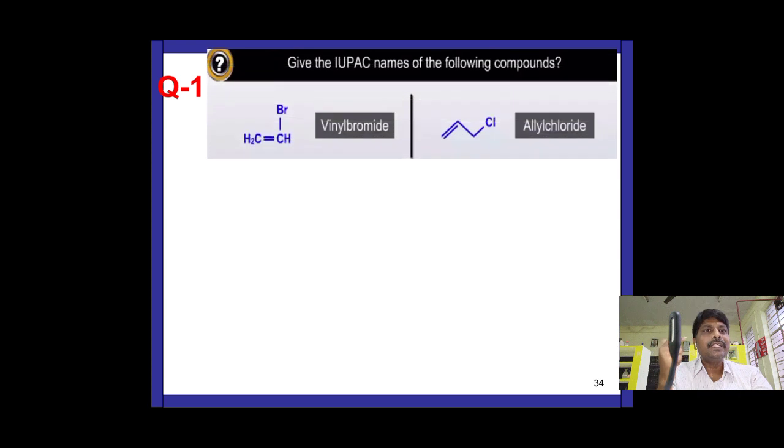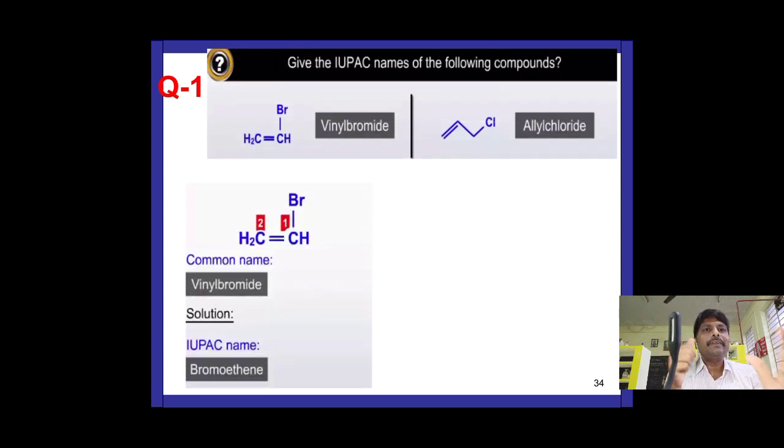Some homework is given here. Students, before starting the homework, here are some examples again. We start with this example. What is the first example? Br is attached to CH double bond CH2. What is the name? Already you know the name is vinyl bromide. Vinyl bromide is the common name. What is the IUPAC name? Br is attached, so bromo is the prefix. Two carbons are there, eth, ene. So bromoethene.